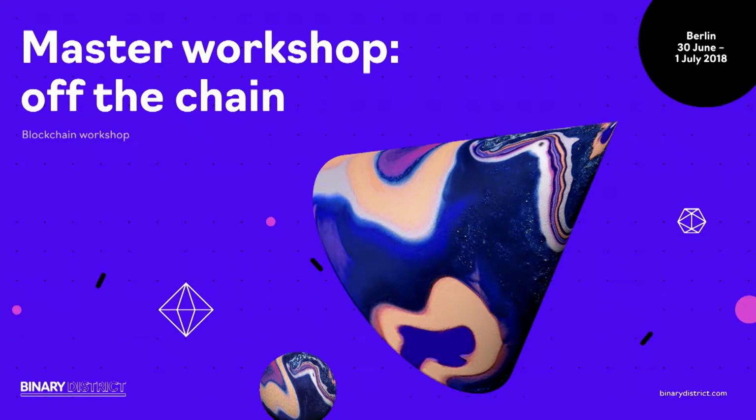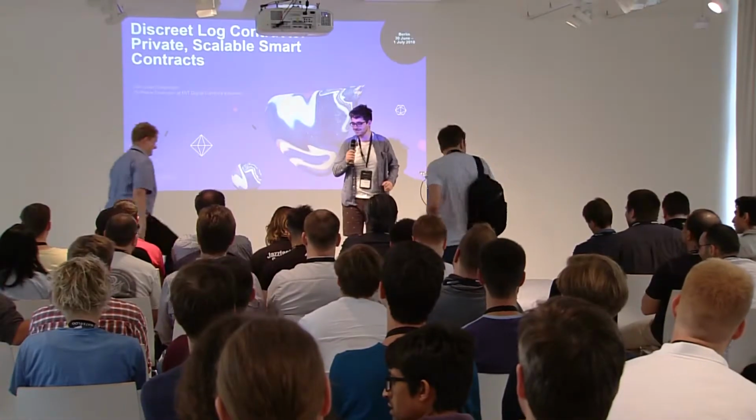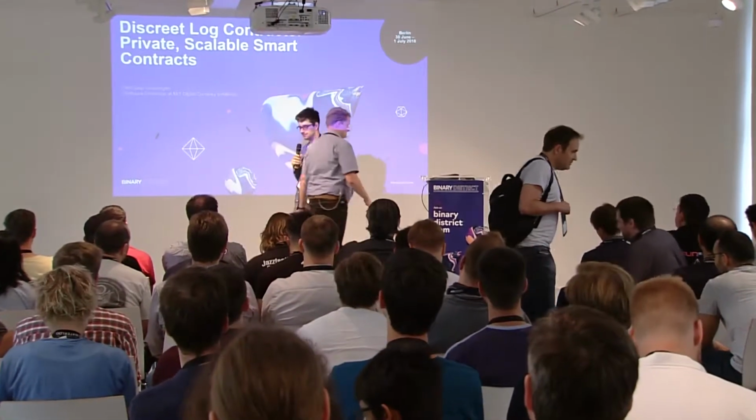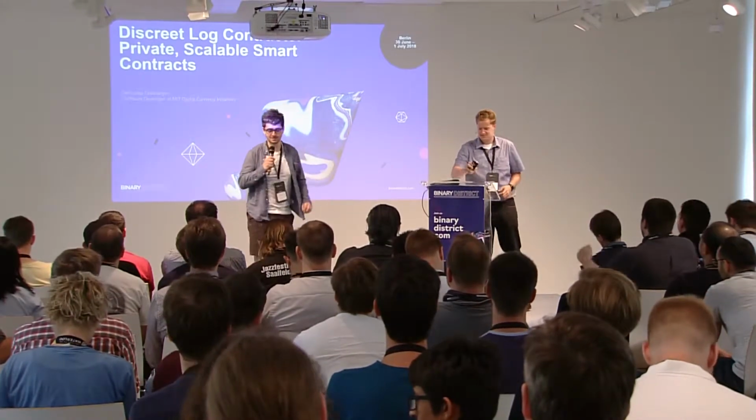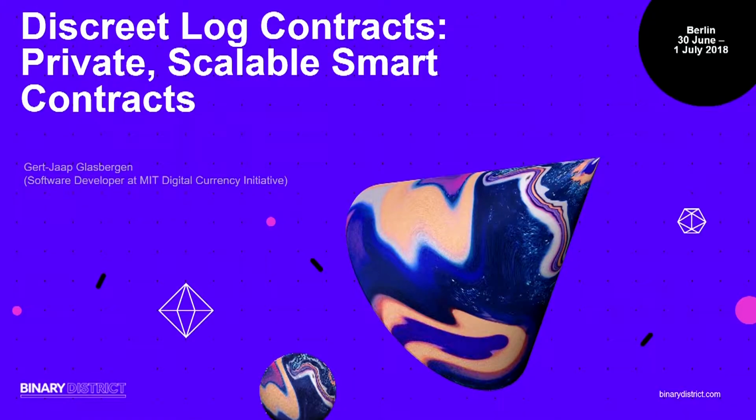And the next one is Gert-Jaap. Gert-Jaap. Yeah, it's that rolling R, isn't it? Okay, so he's going to talk about the work he's doing with attached, the discrete log contracts. Yes. Very nice. Awesome. Thank you.